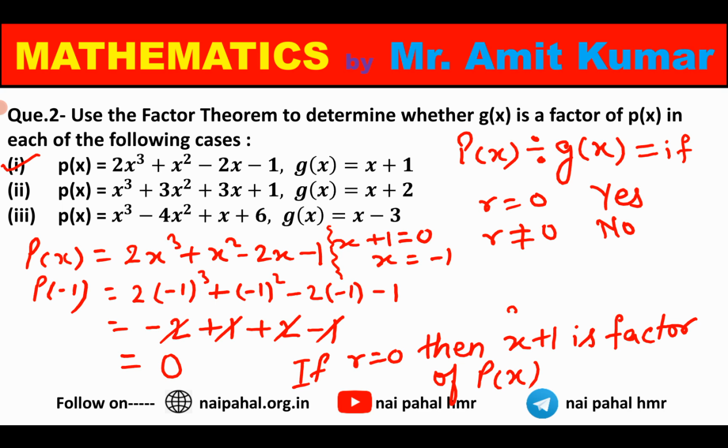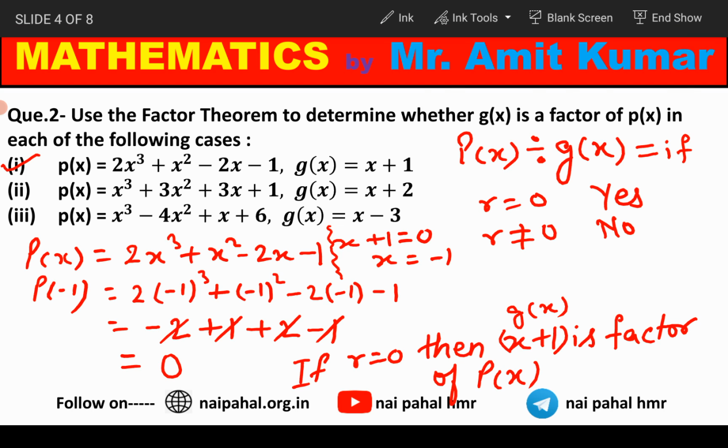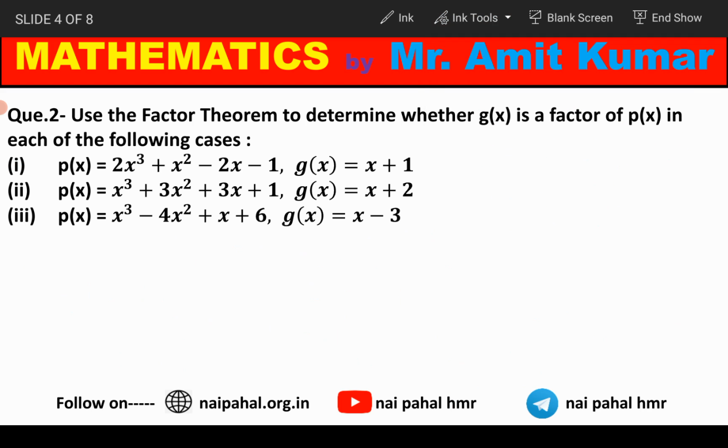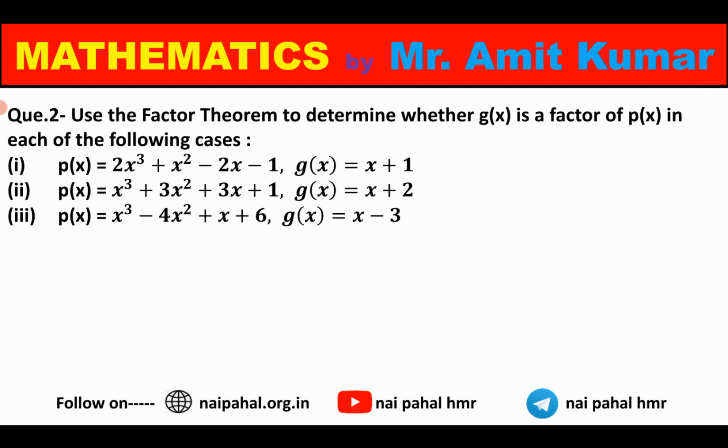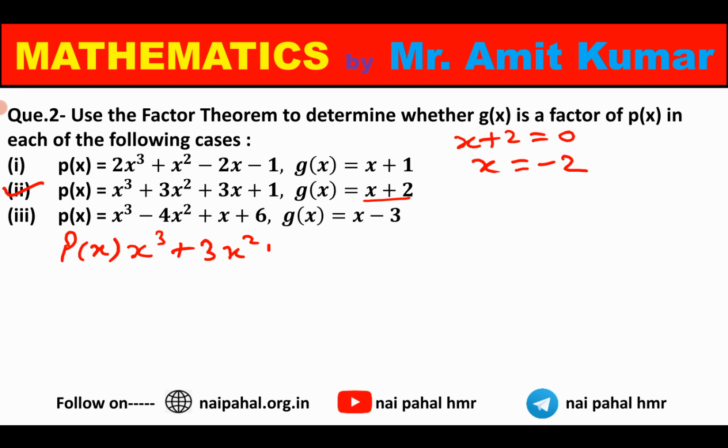Let us continue further to the next question, where we have to use the factor theorem to determine whether gx is a factor of px in each of the following cases. When px is divided by gx, there are two chances: if the remainder equals 0, then yes, it is a factor. If the remainder is not equal to 0, then no, it is not a factor. Let us prove that for the first part.